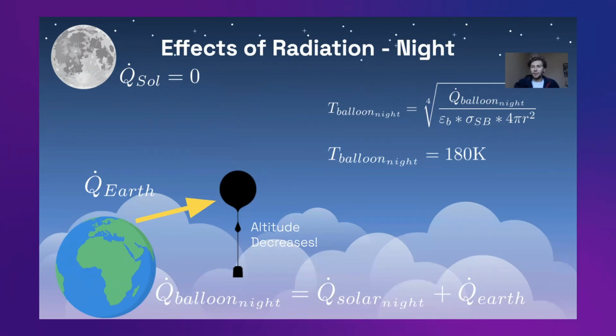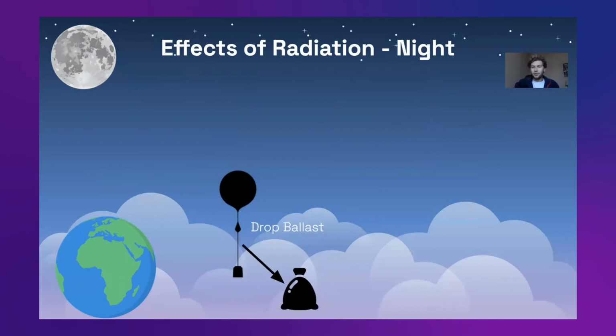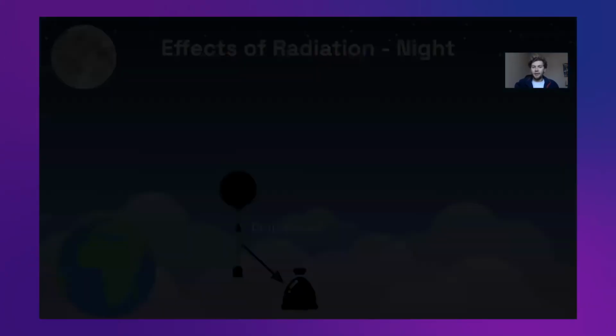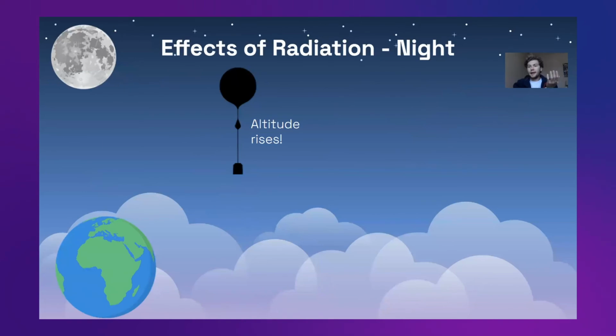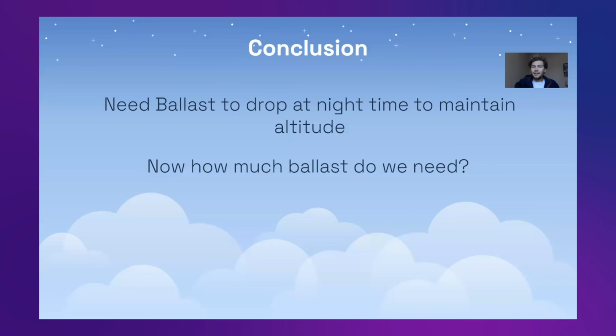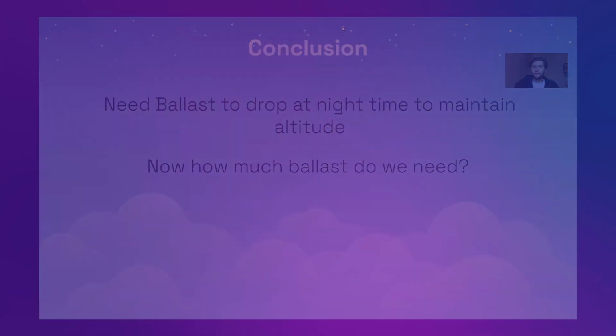So we're going to need some kind of ballast to get it to float back up. What we're going to have to do is drop ballast at nighttime to get the balloon to rise back into the target altitude. So the conclusion here is that we need a ballast to drop to maintain our altitude during the nighttime. Now the question is how much ballast do we actually need?